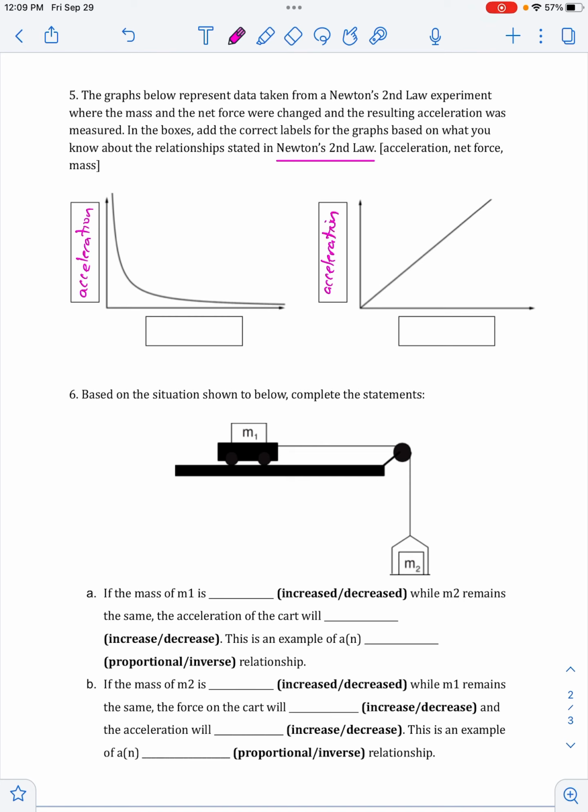The one that shows us an inverse relationship, like the one with mass, would be the one on the left. Inverse means that as one goes up, the other one goes down, right? So as mass goes up in this direction, the acceleration is actually decreasing in this case, right? That's an inverse. And then the other one is the net force, because this one has a proportional relationship. It means the net force goes up in this direction, the acceleration goes up in this direction. Okay?